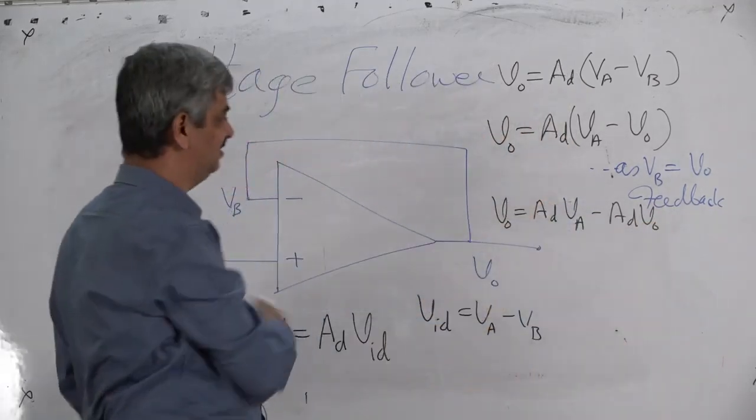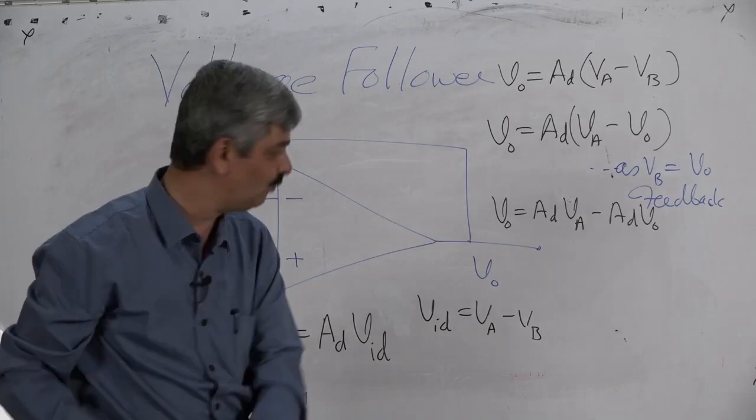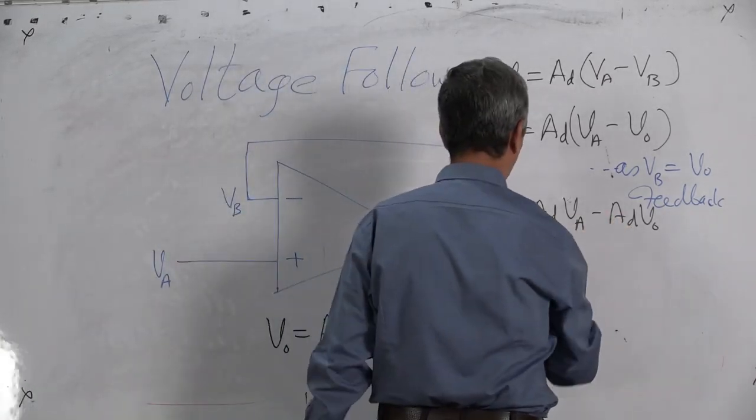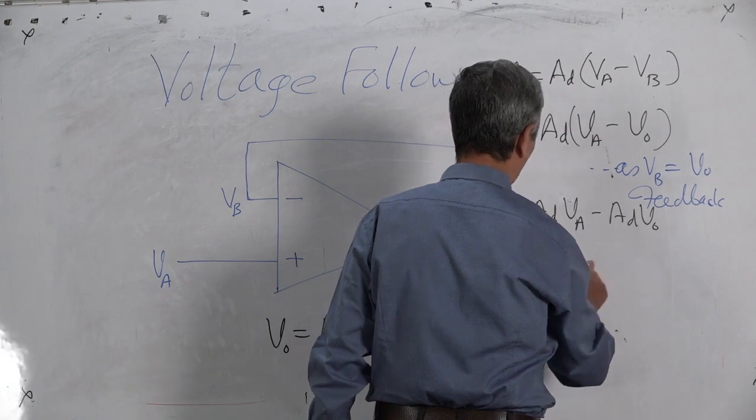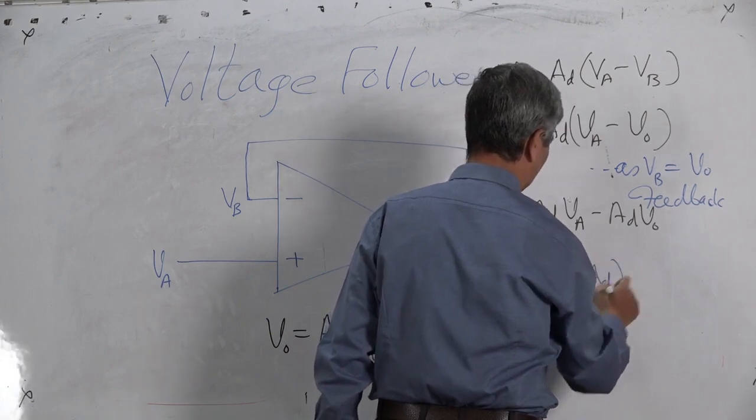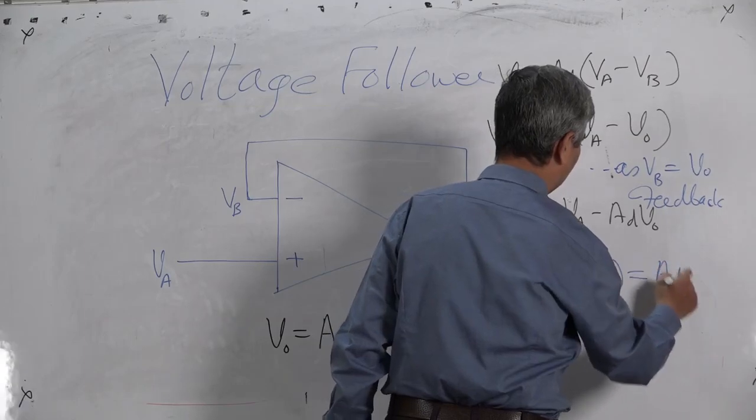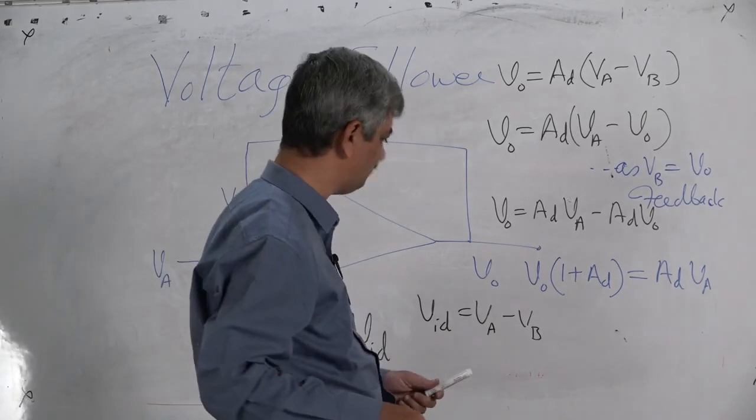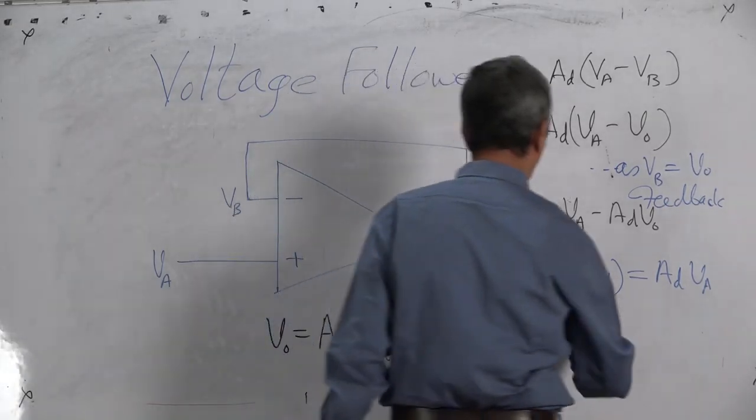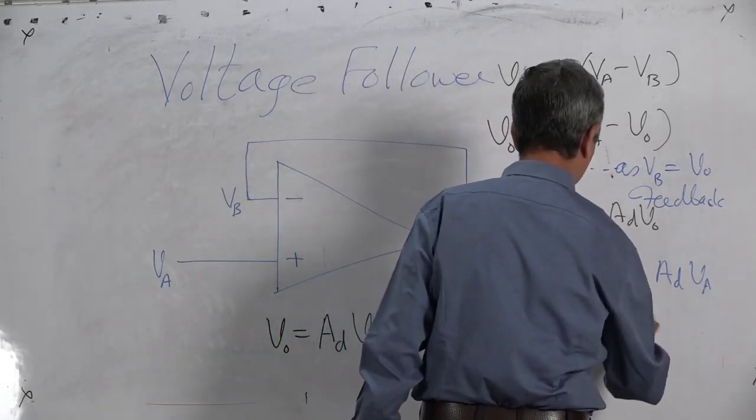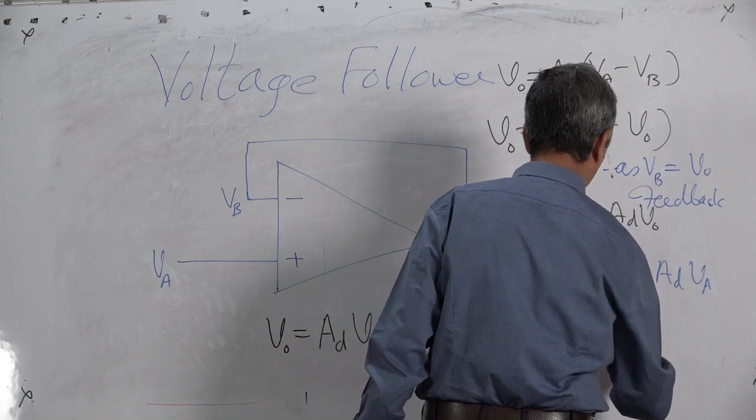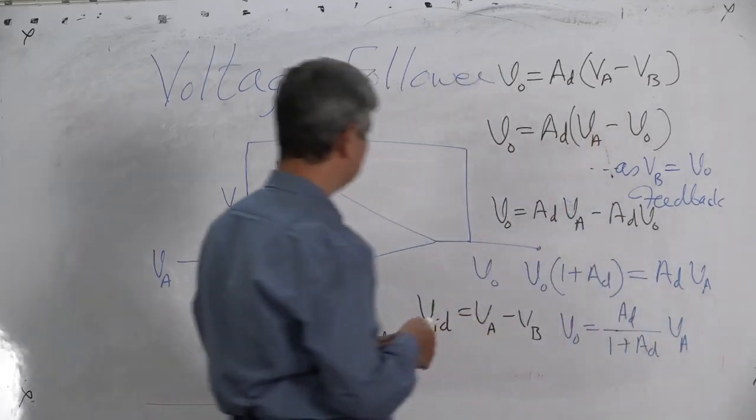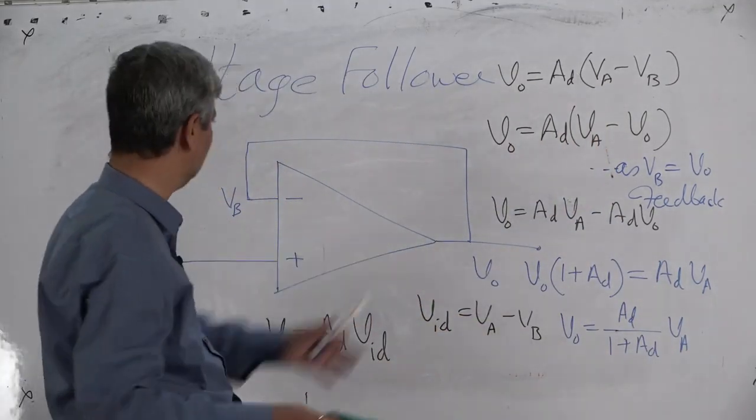Now collect terms on one side. So VO plus AD VO is equal to AD VA. So I can write VO into bracket 1 plus AD, is equal to AD VA. Then the next step is also quite simple and straightforward. That is, VO is equal to AD upon 1 plus AD into VA. Is it right? There is nothing great.